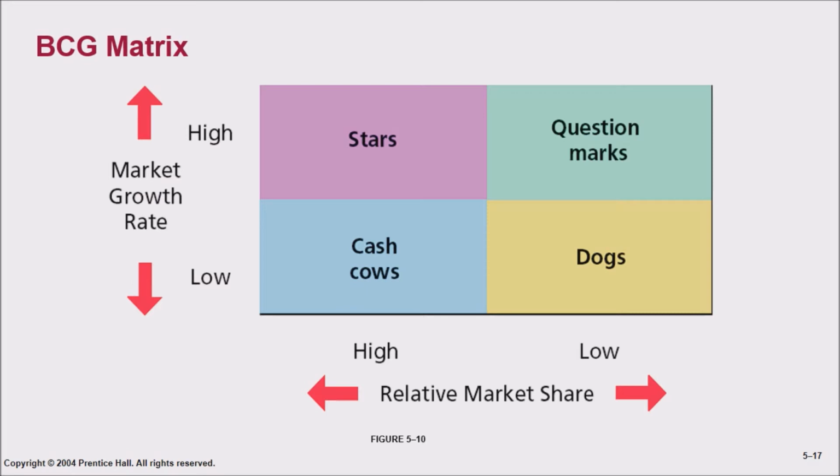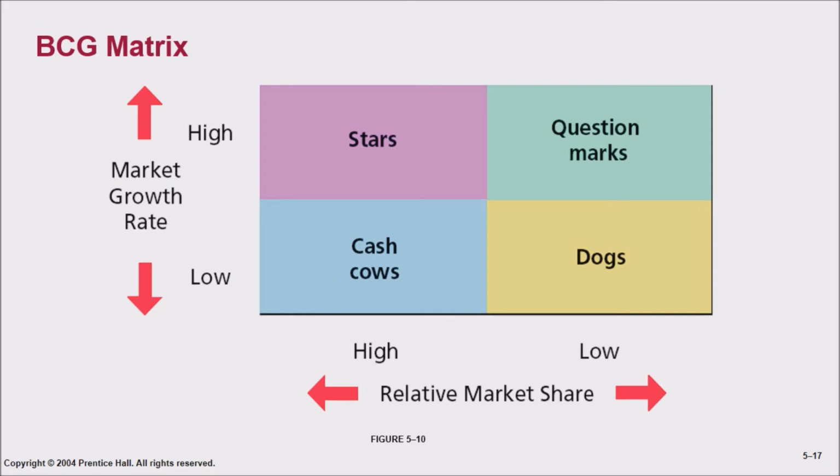Star, a business unit that has a large market share in a fast-growing industry. Stars may generate cash, but because the market is growing rapidly they require investment to maintain their lead. If successful, a star will become a cash cow when its industry matures. Question mark, or problem child, a business unit that has a small market share in a high-growth market. These business units require resources to grow market share, but whether they will succeed and become stars is unknown.